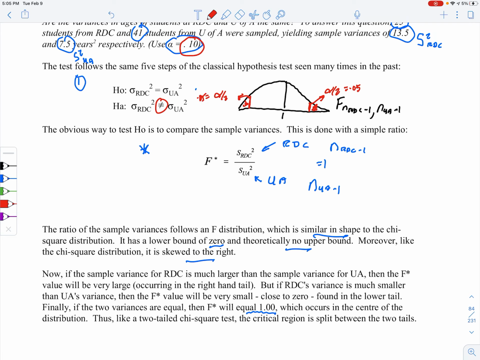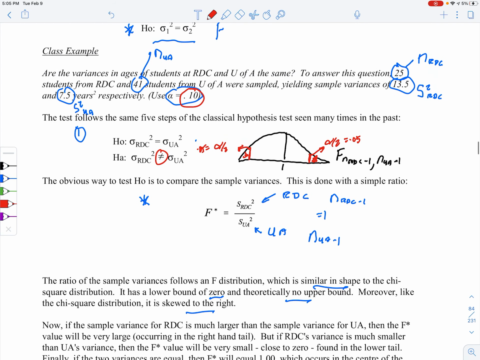So we need to go to the 5% column and then find the degrees of freedom. And the degrees of freedom in this particular case are, what do we've got here? 25 minus 1, so it would be 24 for the numerator. And then we've got 41 minus 1 is 40 for the denominator.